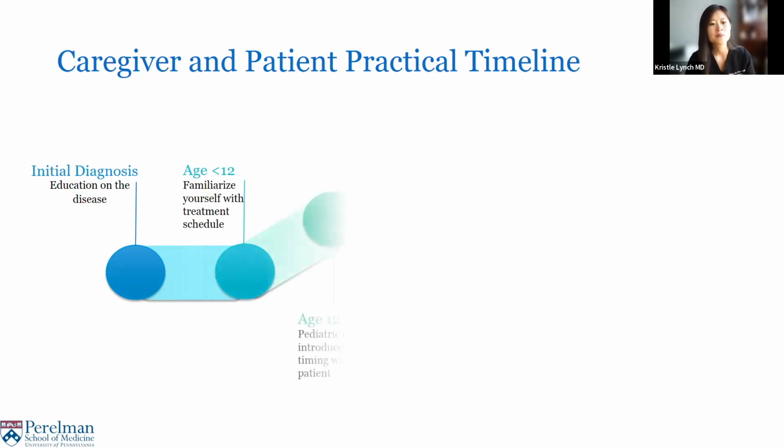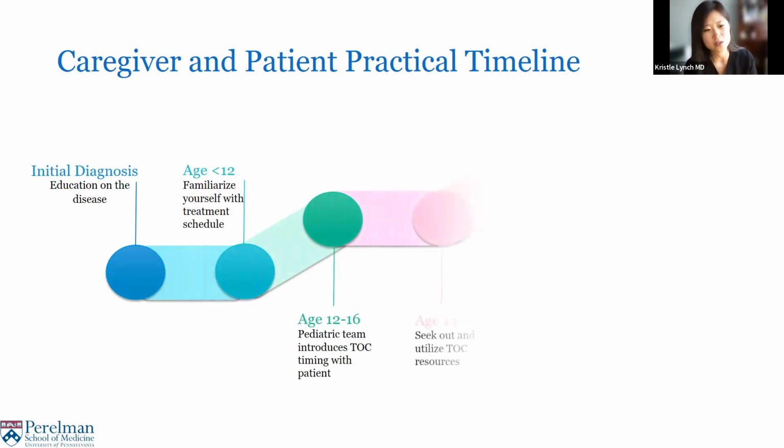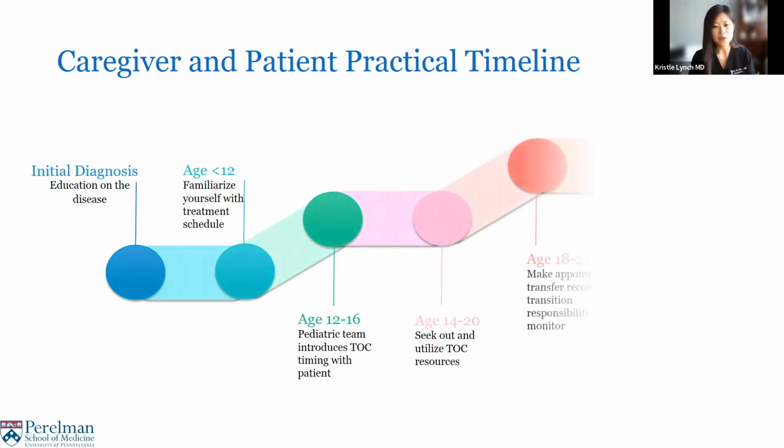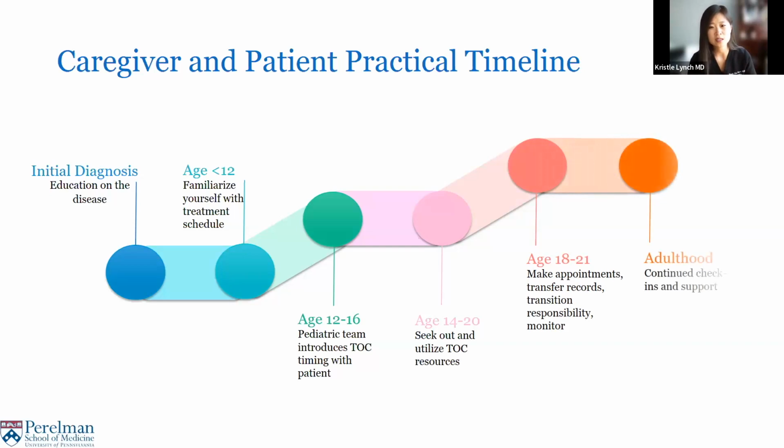Around age 12 to 16-ish, the pediatric team may introduce the transition of care timing with the patient, or they may not. The pediatric team really is the expert in when to introduce this idea. And then as patients get older, they may start seeking out and utilizing these transition of care resources. Eventually, we need to make these appointments, transfer records, and transition responsibility. And then, as the patient transitions to adulthood, of course, continued check-ins and support.